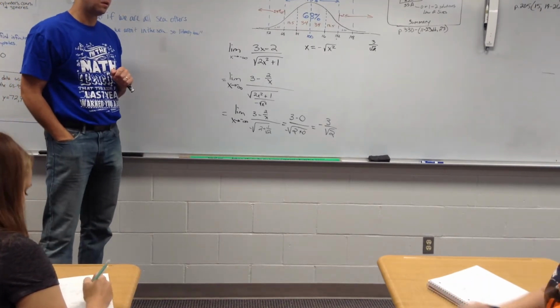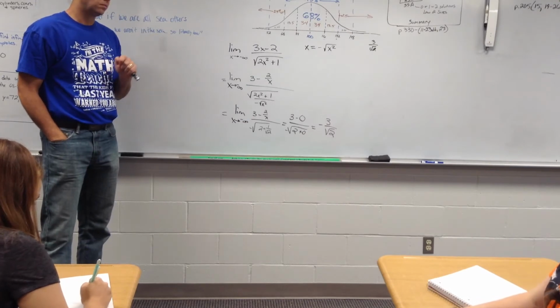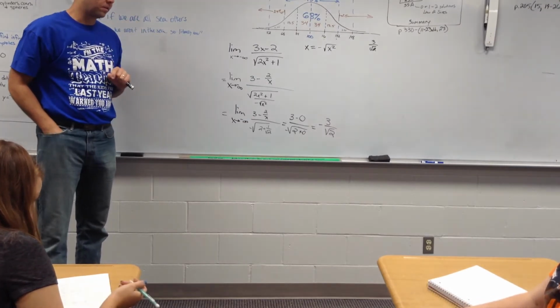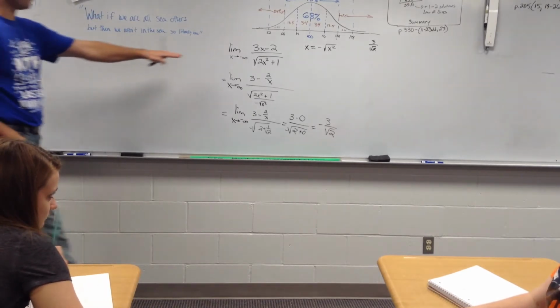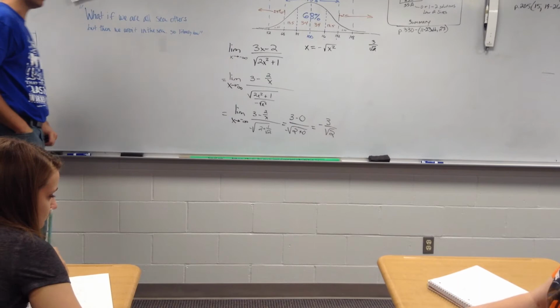Sorry, the reason I was confused before was because when I was doing it, I had it so that the x was negative, so it was negative x equals the square root of x. But this says right here that x is negative. Okay. So that makes sense.